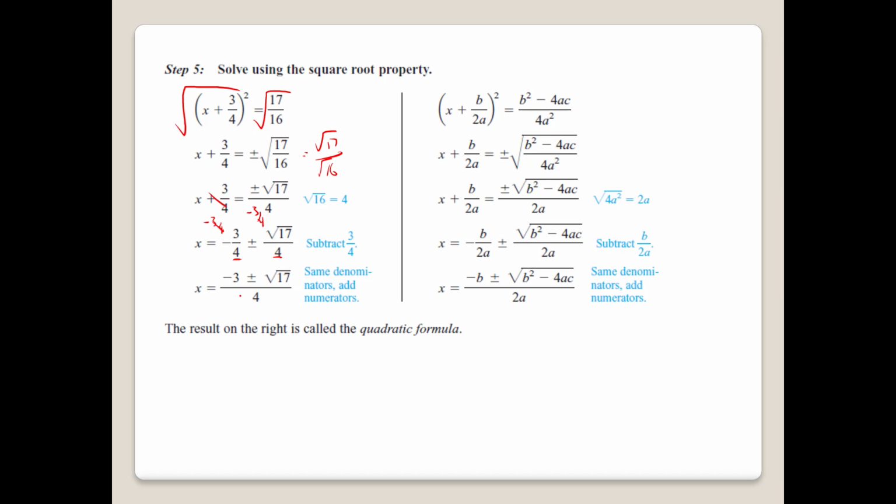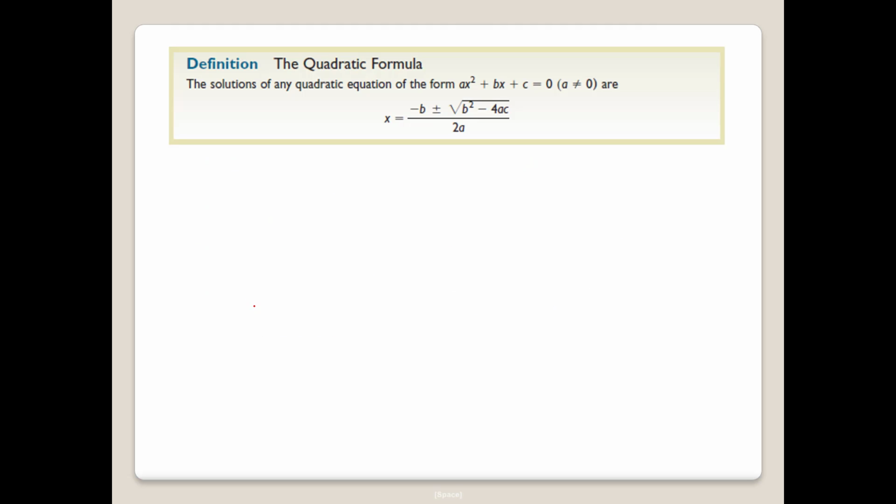We can simply write that all over 4. We can say negative 3 plus or minus square root of 17 over 4, which is very similar to the setup here of our quadratic formula. So the quadratic formula: solutions of any quadratic equation of the form ax squared plus bx plus c equals 0, where a does not equal 0, are this formula set up right here. Negative b plus or minus square root of b squared minus 4ac divided by 2a.